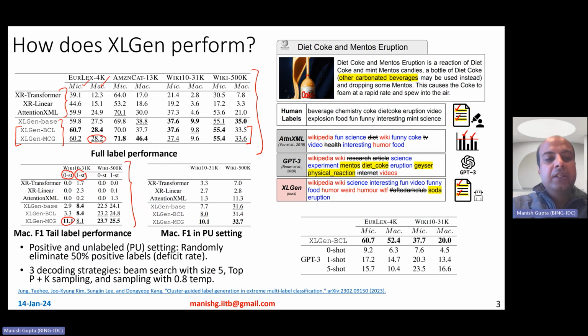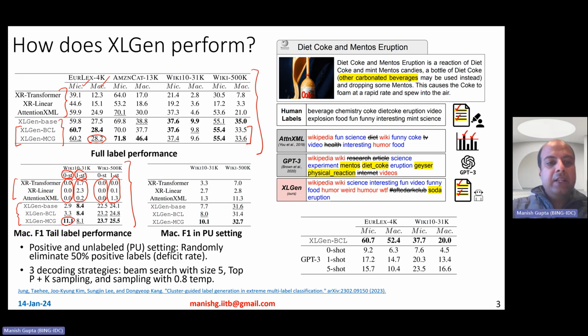In fact, the traditional extreme classification methods give you a recall of 0, or rather a macro F1 of 0, when the label has not been seen in the training set at all. Okay. Even for those data points which have been seen once in the training set, the results are pretty poor for traditional extreme classification methods. However, the T5 based generative extreme classification method still gives you much more reasonable results.